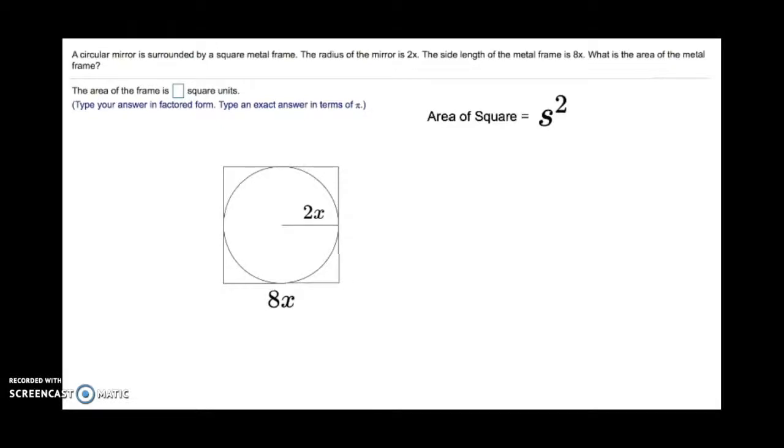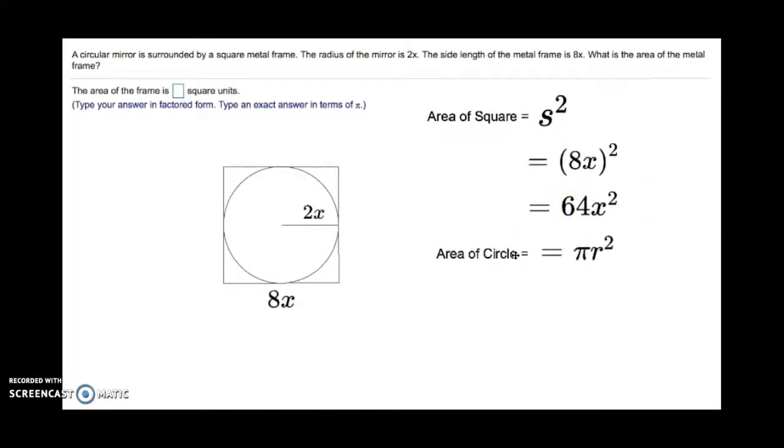So let's find the area of the square first. It's going to be side squared because length times width is the area, and all the sides are the same, so just take one of our sides and square it. So our side length is 8x. So we're going to square 8x. Multiplying 8x times 8x, you'll have 64x squared. So that's the area of the square.